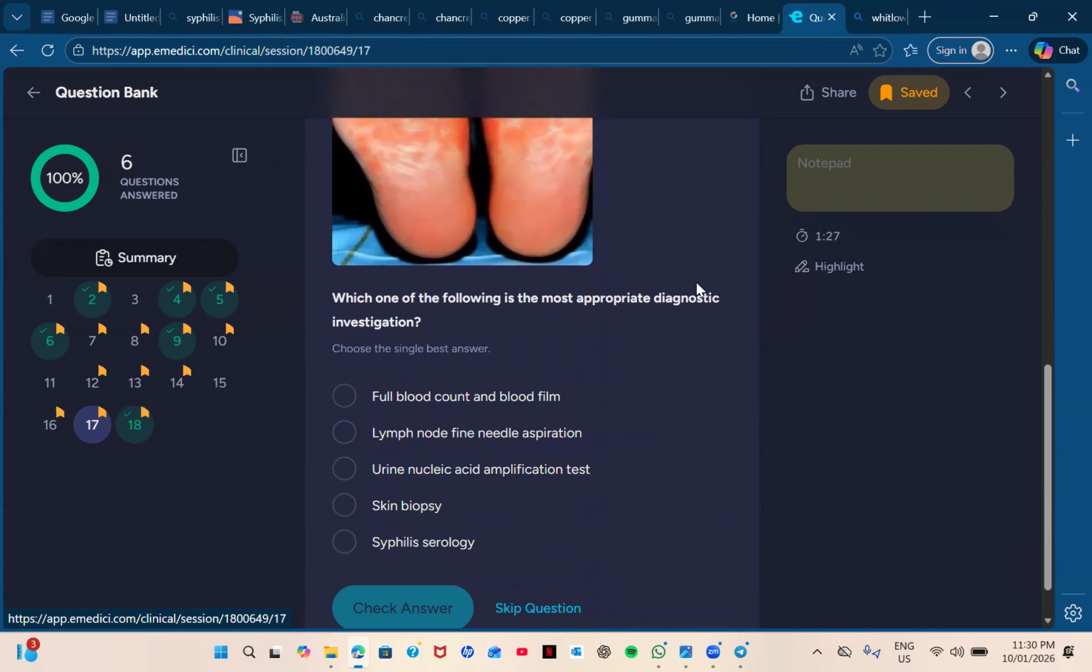So type your answers in the chat. Give me 1 minute. What is your answer? We got E's and C's. So most of you are going with C, right? Okay, let's check your answer.